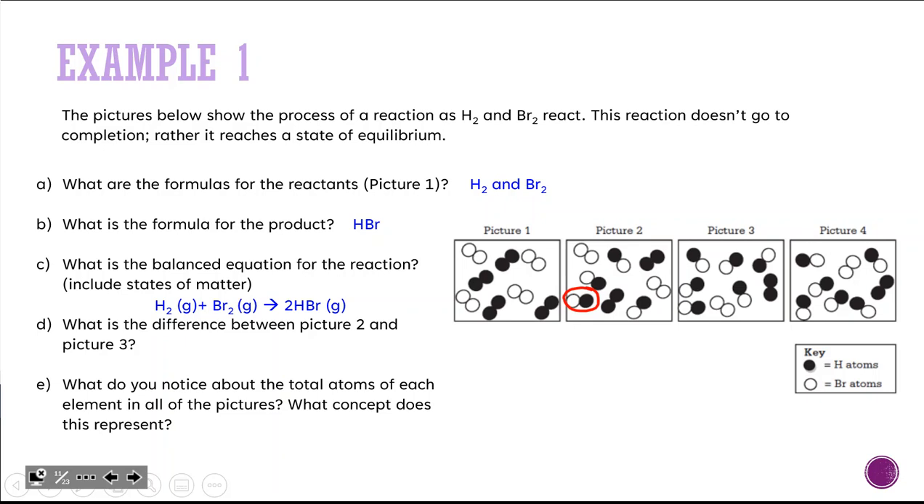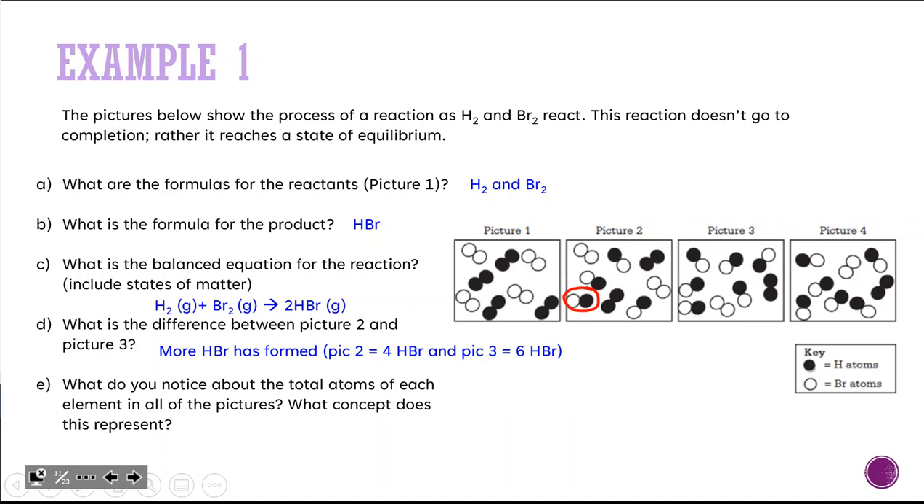Now, what is the main difference between picture 2 and picture 3? Anybody get that one? More reacted. Yes, more reacted. You got more produced in picture 3 than you did in picture 2. So more HBr has formed. Picture 2 only had 4, whereas picture 3 had 6. That was your main difference, that more had formed in 3.